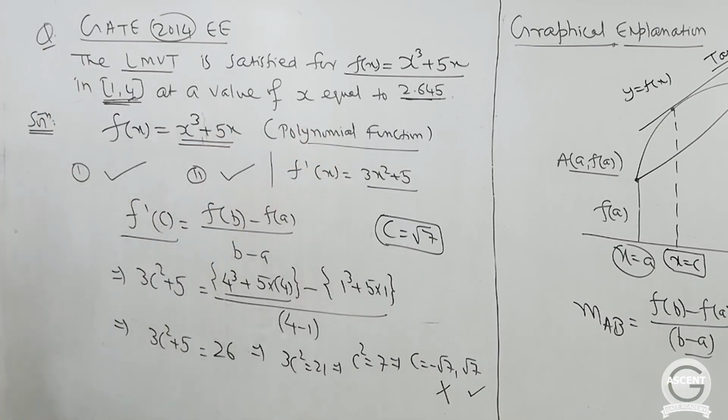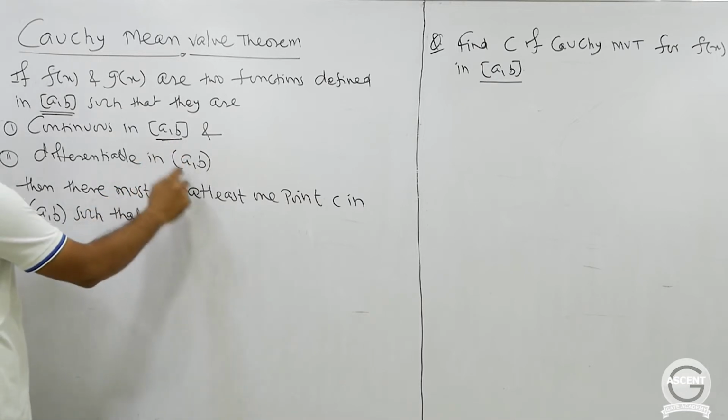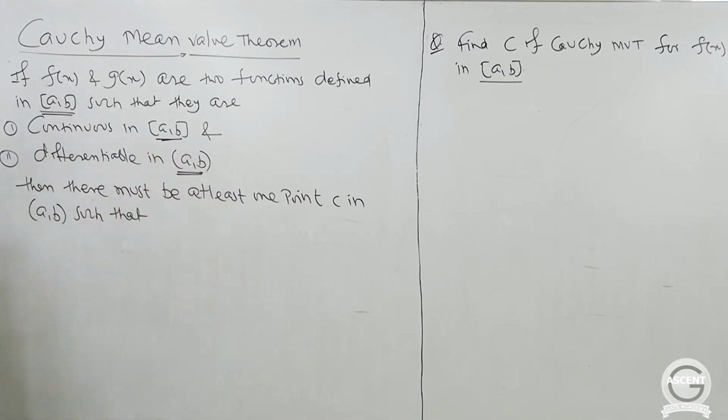Now next we have to learn the Cauchy mean value theorem. Okay, so now our third mean value theorem is the Cauchy mean value theorem. So here the statement is: if f of x and g of x are two functions defined in some closed interval [a, b] such that they are continuous in the closed interval [a, b] and differentiable in the open interval (a, b).